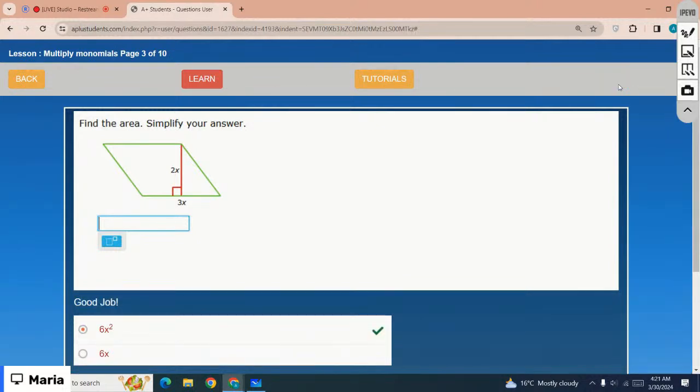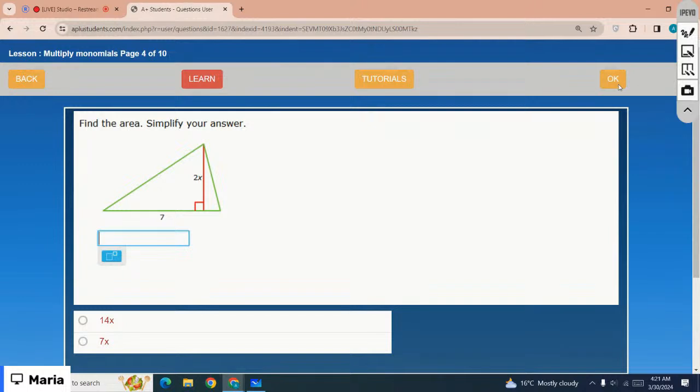Okay, the next one is find the area, which is the correct option. That is a triangle. So how do we calculate?